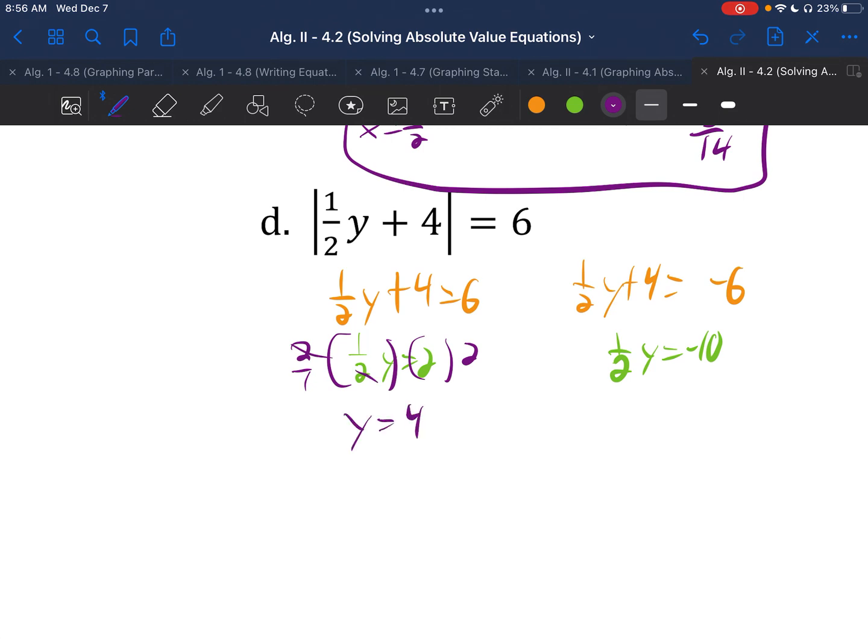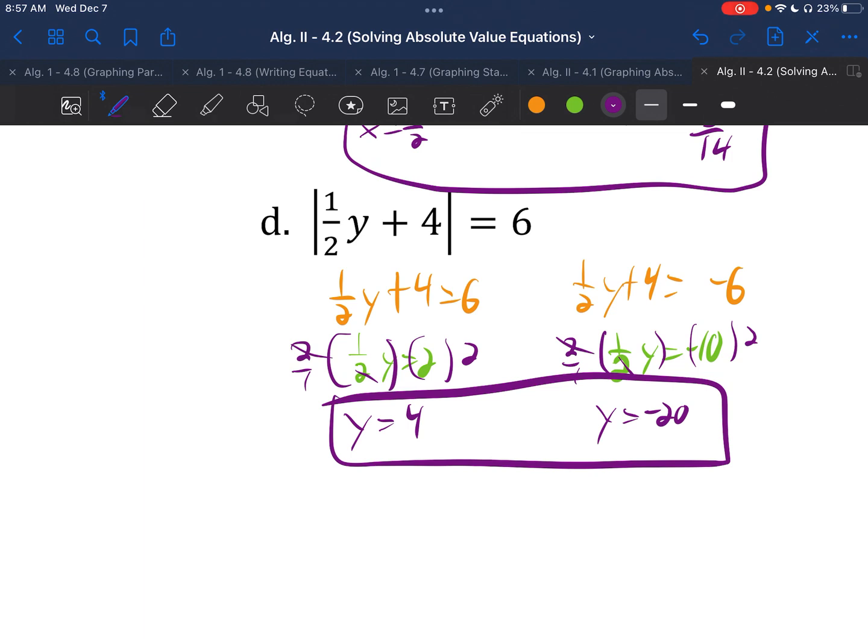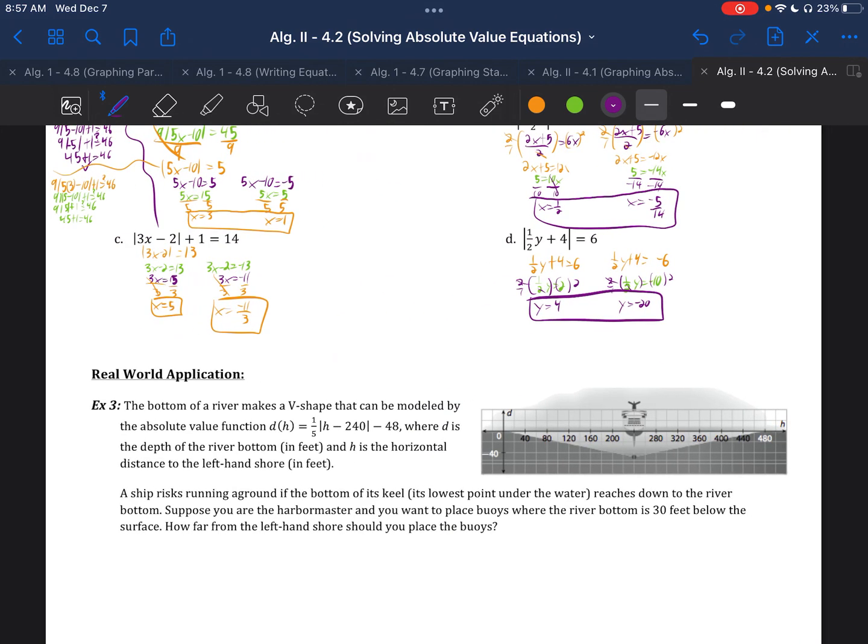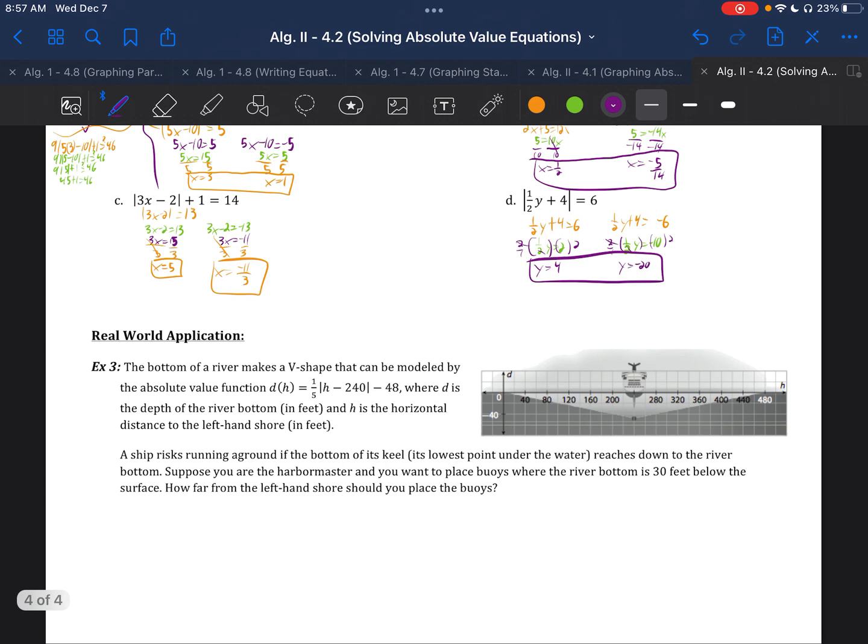Both scenarios, multiply both sides by 2, or 2 over 1. y equals 4. And on the other one, y equals negative 20. So those are the 2 answers. And if you were to plug these in, you notice, hey, they work just fine. You get the absolute value of negative 6 and the absolute value of positive 6, which both equal 6.